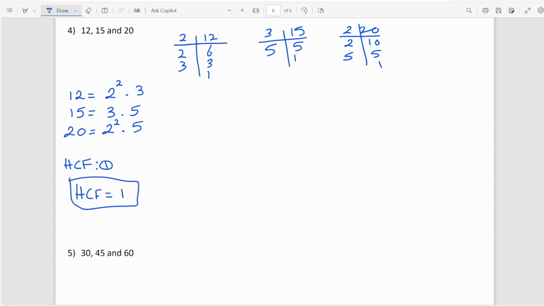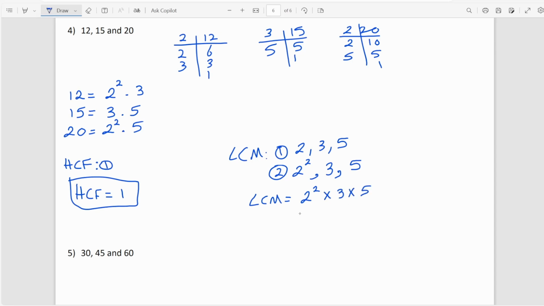All right. Now, as for the LCM, the first step is to select all the numbers. So 2, 3, and 5. Second step, select the highest power for all these numbers. So 2, the highest power for it is power of 2. As for the 3, it's just power of 1. And the 5 is just a 5. And so my LCM is equal to 2 to the power of 2 times 3 times 5. And you can go ahead and plug this on the calculator. You get 60. This is the LCM.